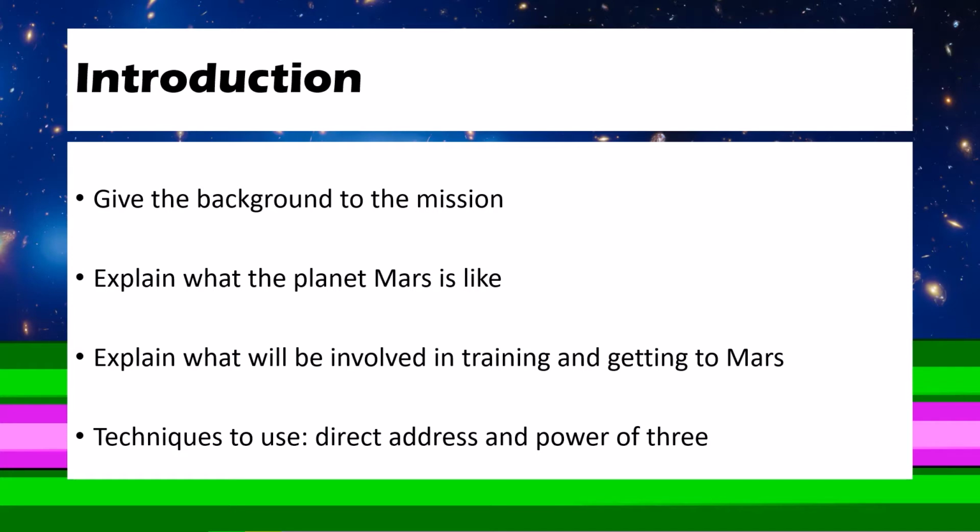Direct address. That's when you address the audience directly. You might say something like, "We need you to go to Mars." Or the power of 3. That's when you use a list of 3 examples. There's a famous quote, "I came, I saw, I conquered." For some reason, 3 examples just seems to work a bit better than 2 or 4. This is what you should include in your introduction.